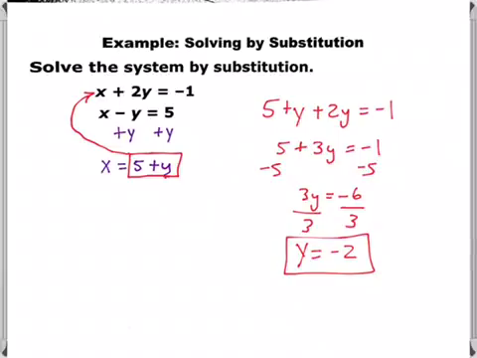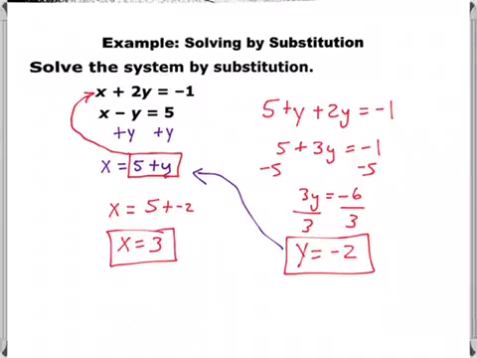Now I'm going to take y and plug it back in here and solve for x. So in this case, x equals 5 plus negative 2, which means x in this case is a positive 3. So my ordered pair solution, 3, negative 2.